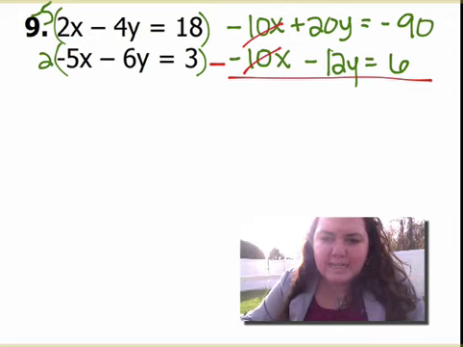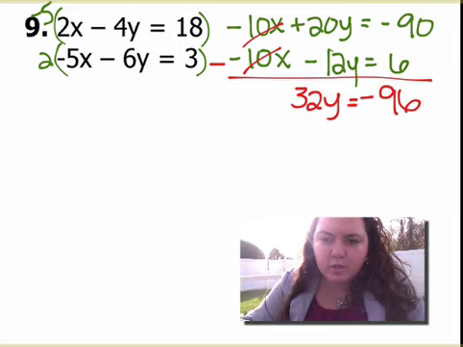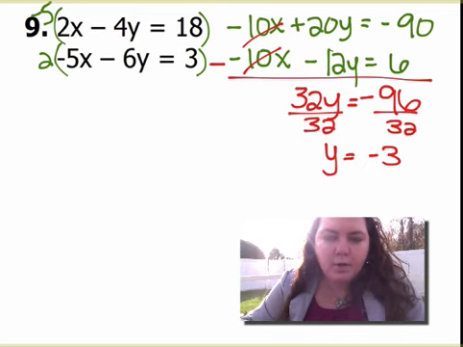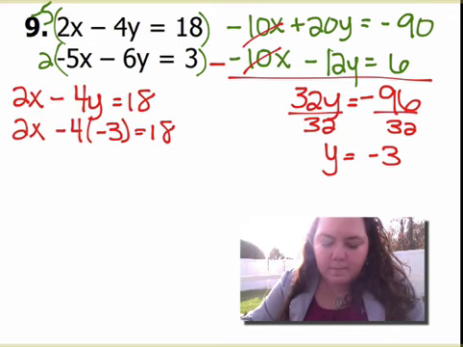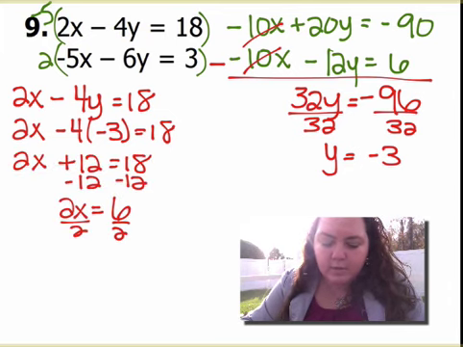20y minus -12. So 20y plus 12y gives me 32y. -90 minus 6 gives me -96. Divide by 32. I get y equals -3. And I can plug that into one of the original equations for y. And then I'm going to subtract 12. And then I'm going to divide by 2. And I get x equals 3. So my solution is 3, -3.